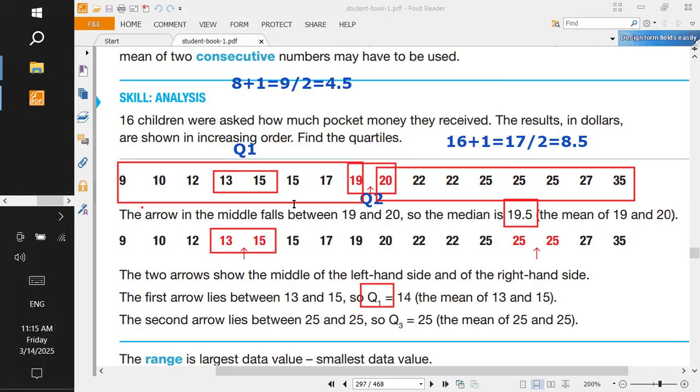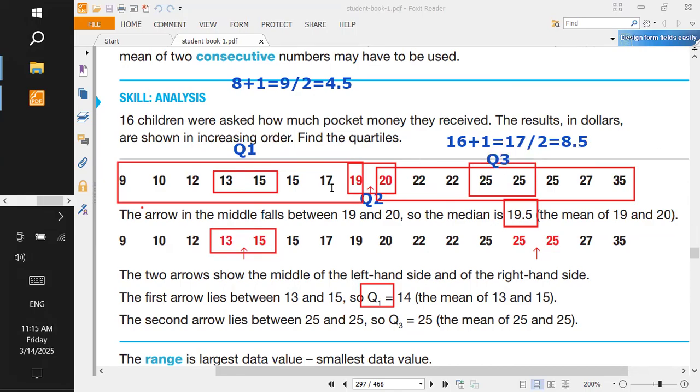And same idea for the other one, the upper data. You're going to count. There are 8. Same idea. 8 plus 1 is 9. 9 divided by 2 is 4.5. It means between the fourth and the fifth. So 1, 2, 3, 4, 5. So between the fourth and the fifth of them are 25. When you add them and divide them by 2, you'll get 25. So the Q3 is 25. Q3 is 25. So focus on this.